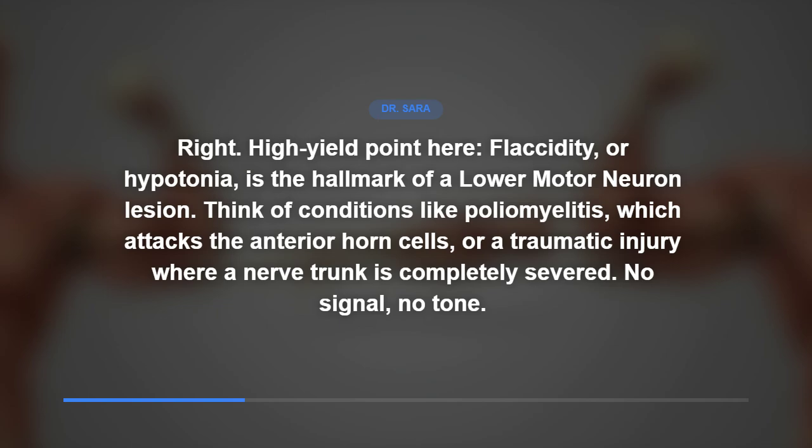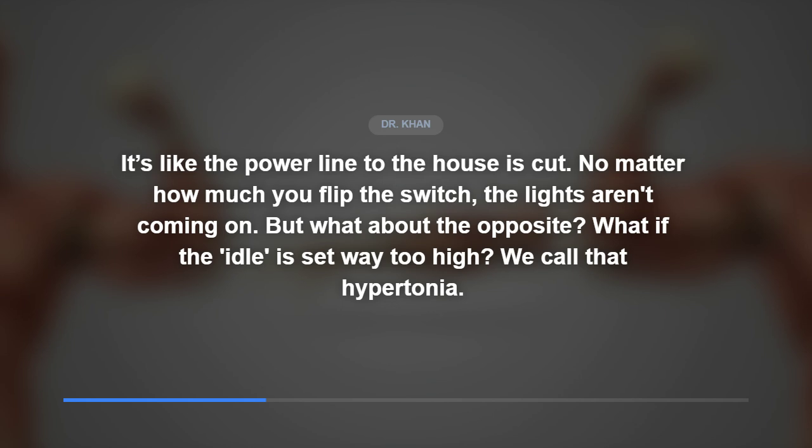Right. High yield point here. Flaccidity, or hypotonia, is the hallmark of a lower motor neuron lesion. Think of conditions like poliomyelitis, which attacks the anterior horn cells, or a traumatic injury where a nerve trunk is completely severed. No signal, no tone. It's like the power line to the house is cut. No matter how much you flip the switch, the lights aren't coming on.